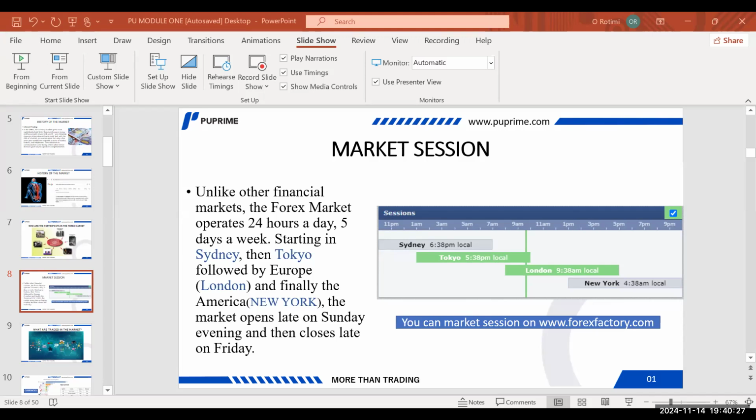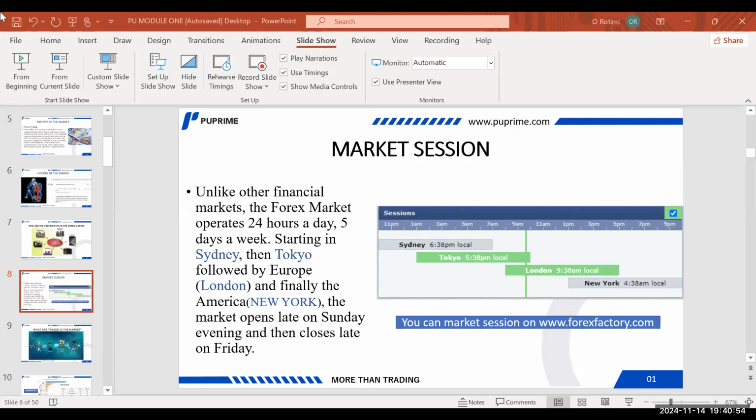Now that takes us to something very important, and that is the best time to trade Forex. Now, one of the best times to trade Forex is when we have what we call a market session overlap. That is when 2 market sessions are running at the same time.